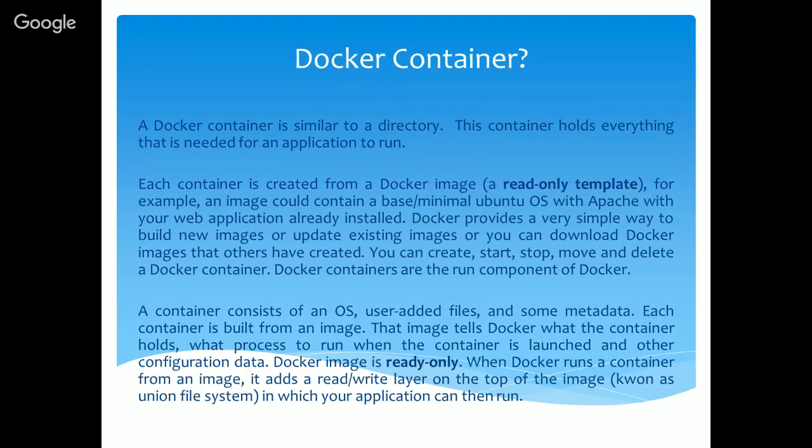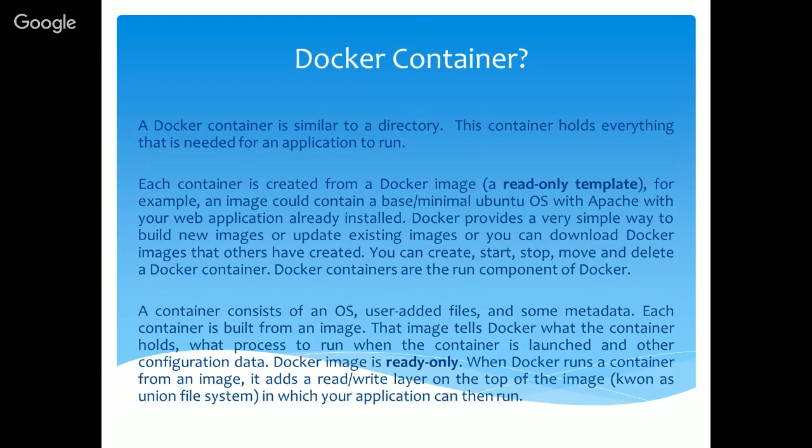So as I mentioned last time, pay attention to the container terminology. A Docker container is similar to a directory, basically. This container, which we're calling a directory, holds everything that is needed for an application to run. Each container is created from a Docker image. So when you create a new container, you are creating it from the Docker image, which is just a read-only template. For example, an image could contain a base or minimal OS, let's say Ubuntu, running with Apache, as well as your application already pre-installed into that image.